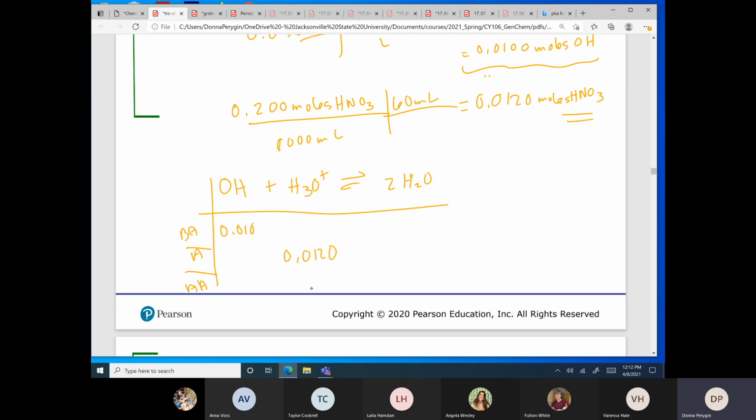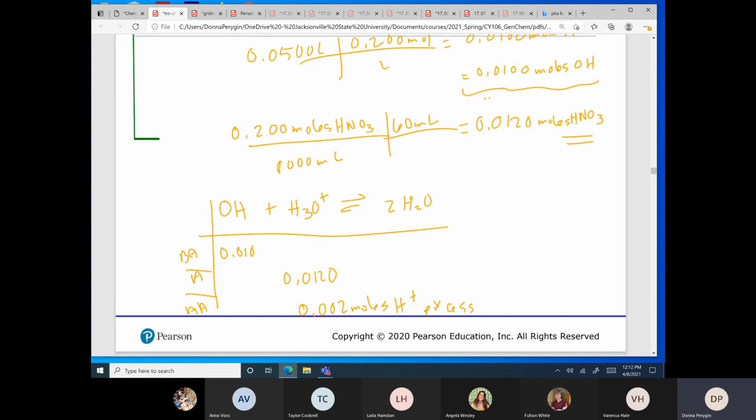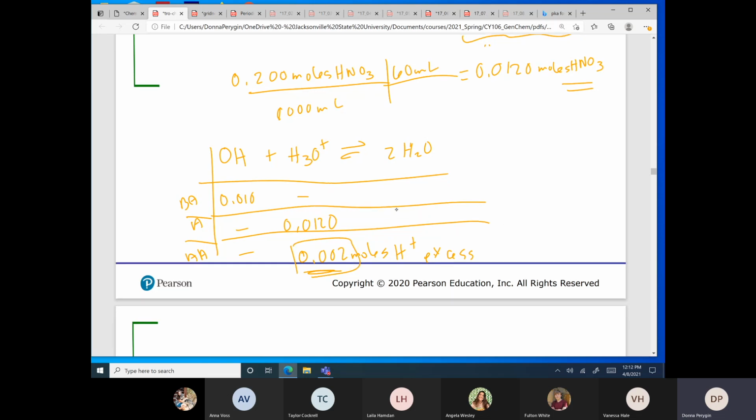So what's that going to give us? We're going to end up with more H plus at the end: 0.002 moles of H plus in excess. You can see that the H plus is greater than the OH minus. We're going to end up with 0.002 excess of the H3O plus because of this reaction. There's still going to be some extra hanging around, and that's how we're going to calculate our pH.